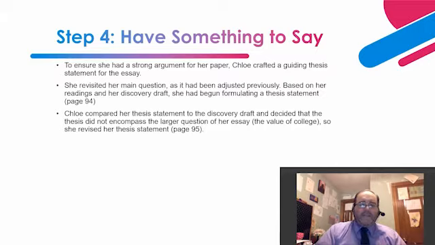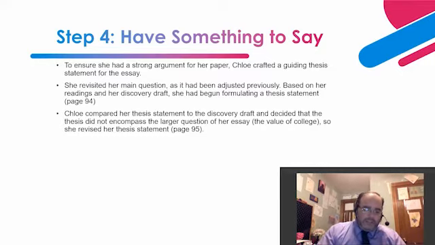Next step, have something to say. Now, to ensure that she had a strong argument for her paper, Chloe crafted a guided thesis statement for the essay. You're looking now at her revisited discovery question, her main question. Based on the readings of the discovery draft, she started crafting this into a thesis statement, as we talked about last week. And this thesis statement wound up being approximately a paragraph. Actually, slightly less than a paragraph. It's on page 94. This is how it reads.